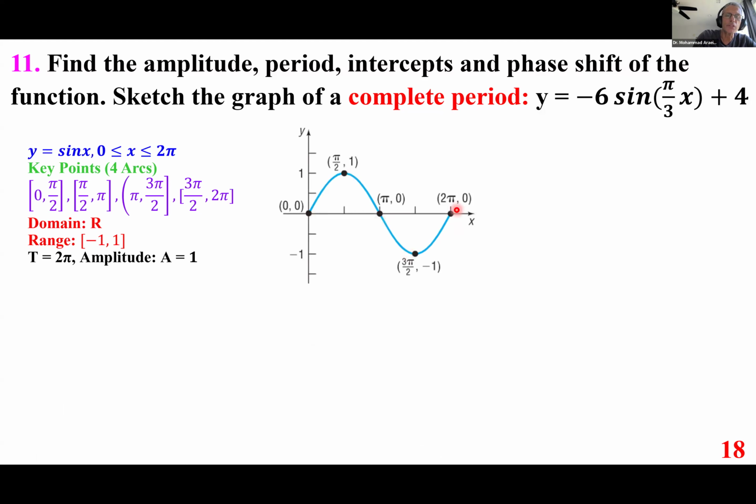First and foremost, here's a complete cycle. And of course, it continues indefinitely on both sides for a sine function. So when y is sine x, the period is 2 pi, and we want to graph it from 0 to 2 pi. It looks like that. First and foremost, you cut this into 4 pieces, 4 arcs. So this is one of them. We call it arc 1, from 0 to pi over 2.